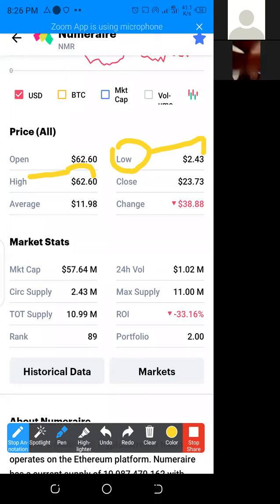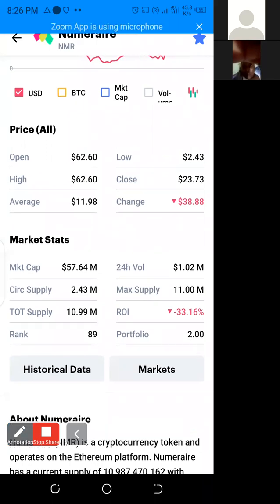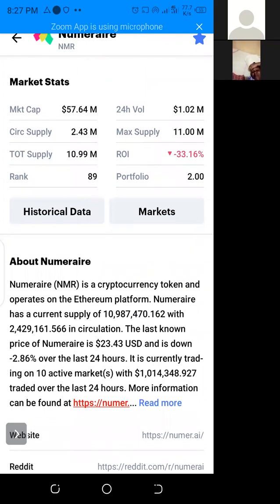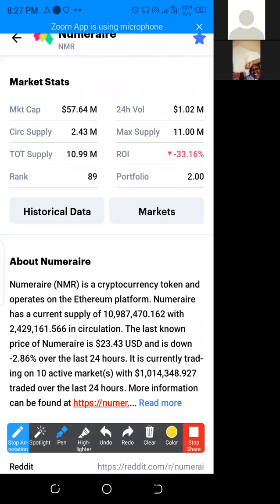We have not finished. Another thing that you need to check now is what I call the total supply of the coin. The total supply. Now look at it. Look at this. This is the total supply.